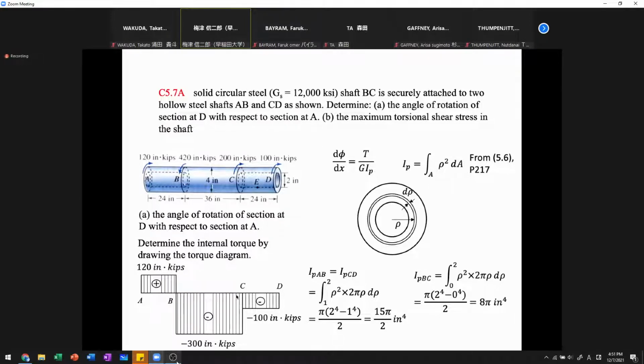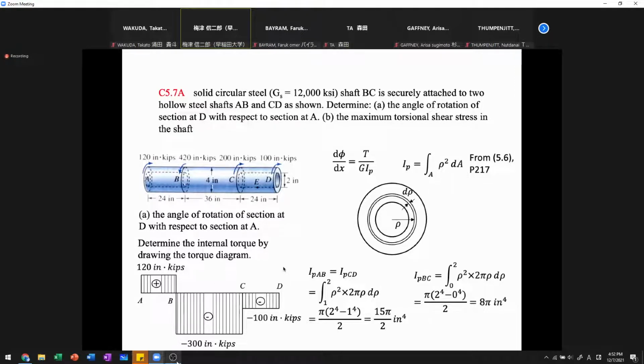kips. And at C, 200 inch-kips is added in this way. So minus 300 is changed into minus 100 at C. And additionally, at D, 100 in this direction torque is applied. Then 0. So A and D are both 0. But inside, between A and D, the torque is changed at the B, C, and D parts. Okay.